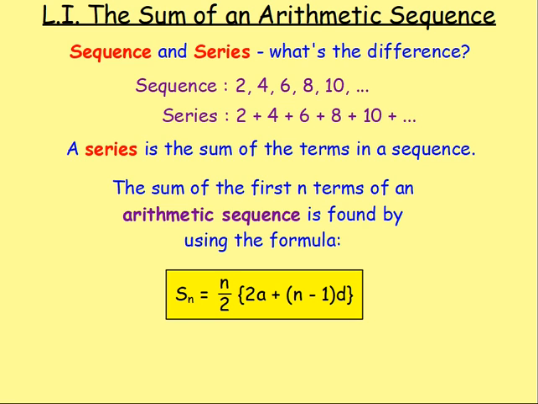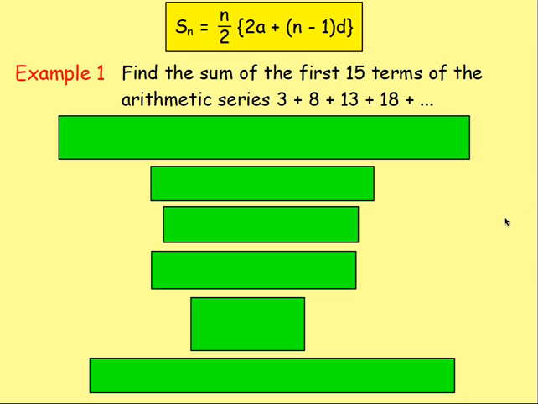Let's try some examples. Example 1: find the sum of the first 15 terms of the arithmetic series. It's a series because we are adding the terms here. If we weren't adding the terms, if it was just a sequence, we'd have 3, 8, 13, 18, but because we're adding the terms, it is known as a series.